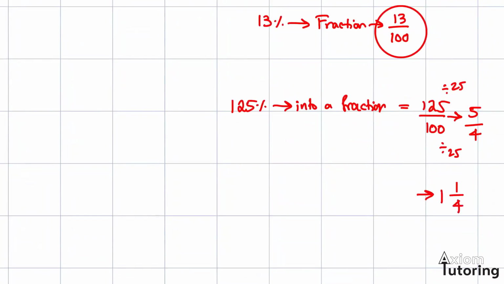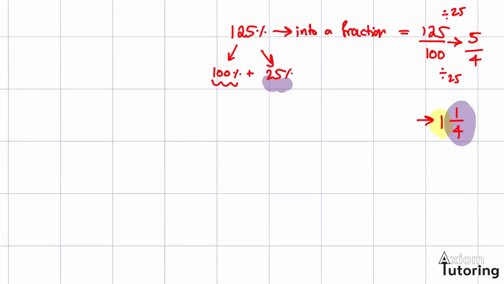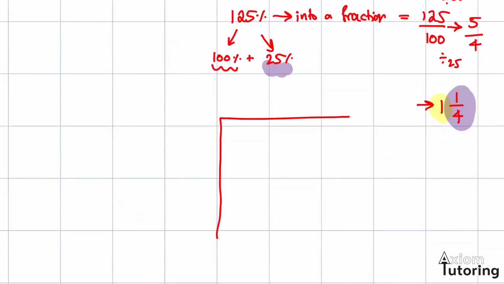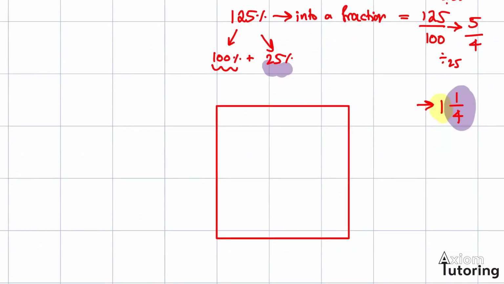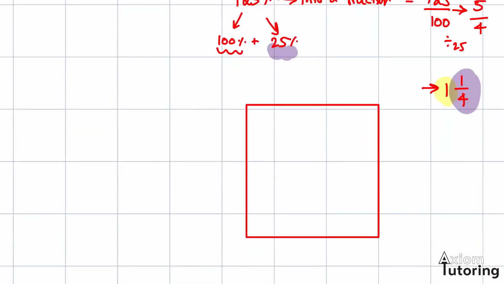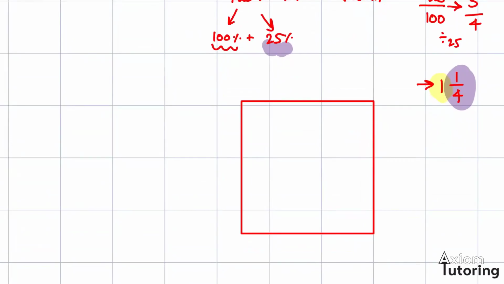Now, this is an opportunity to make a really important point. We said that 125% was 100% plus 25%. The 100% represents this one whole. 25% is represented by this quarter. And there's a few conversions which are just worth remembering. They don't expect you to remember them, but it makes your work much easier if you do.